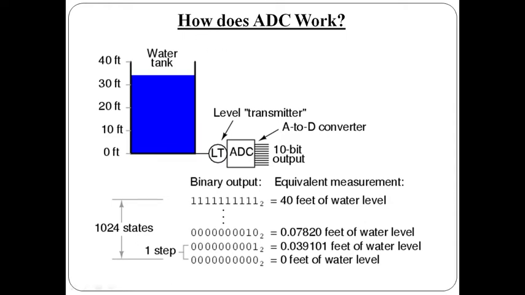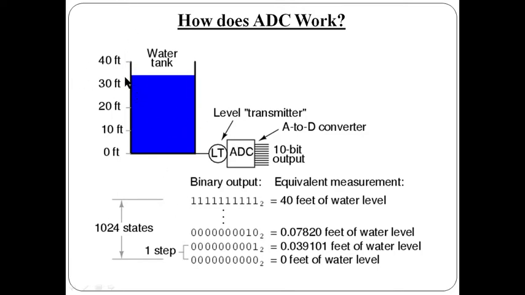So here, how an analog to digital converter works: we are taking the example of this water tank. Suppose this water tank has a capacity of 40 feet, meaning the height of this water tank is 40 feet, and it is connected to a level transmitter. Using this we are going to measure the water level in the tank.